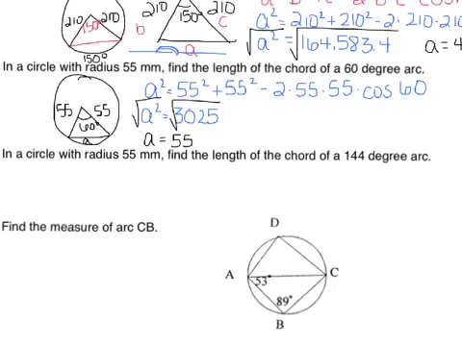All right, now let's look at number 3. Number 3 is exactly the same as number 2. The only difference is that instead of a 60-degree arc, you've got a 144-degree arc. I'm going to try to get fancy here.